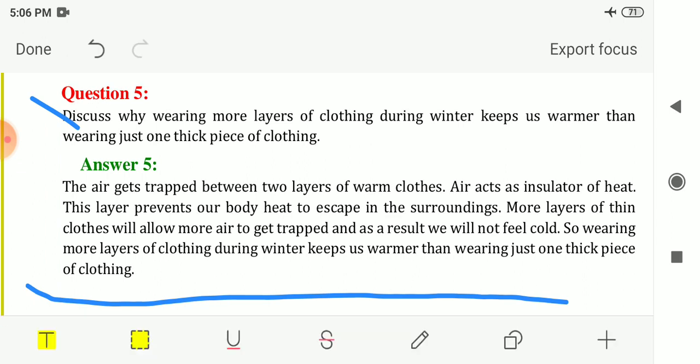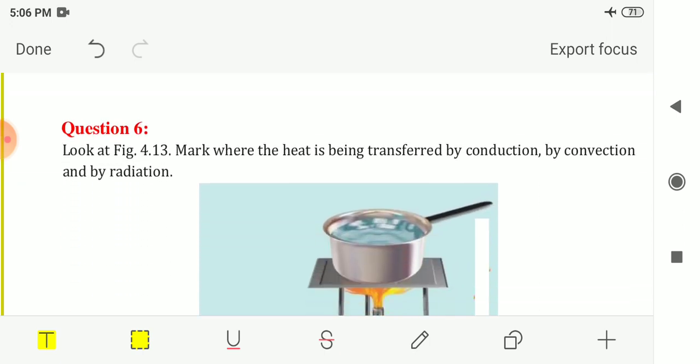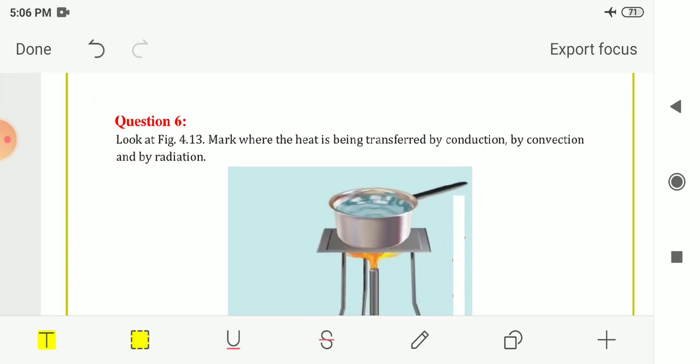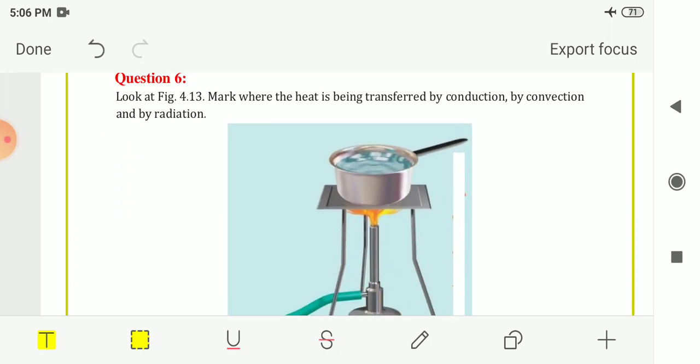Now next question is question number 6. Here one figure is given to you. Mark where the heat is being transferred by conduction, convection and radiation. We have to mark the different modes of transfer of heat.